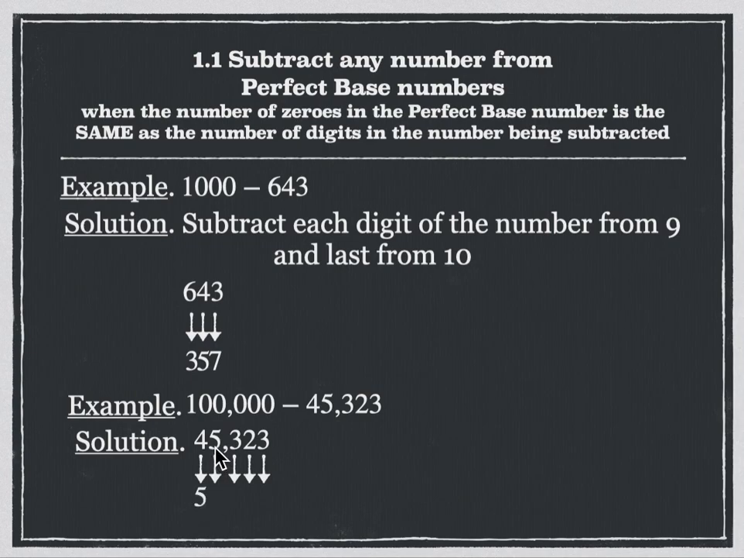What will you add to 4 to make it 9? 5. What will you add to 5 to make it 9? 4. How about to 3? 6. How about to 2? 7. And the last is 3. How much will you add to 3 to make it 10? 7. So that's our answer, 54,677.